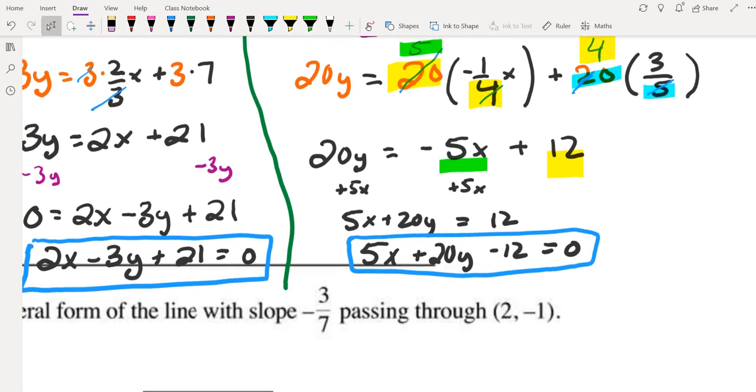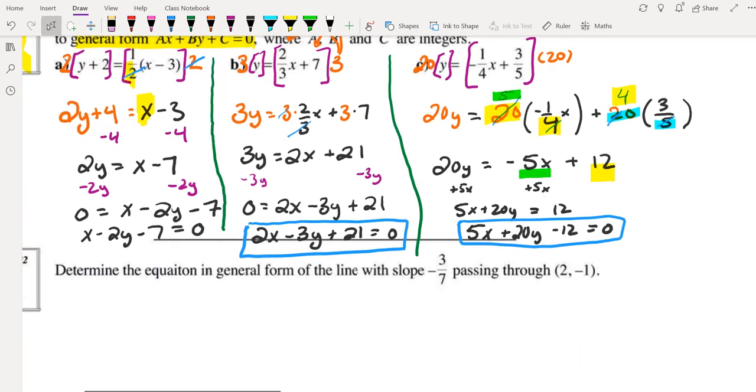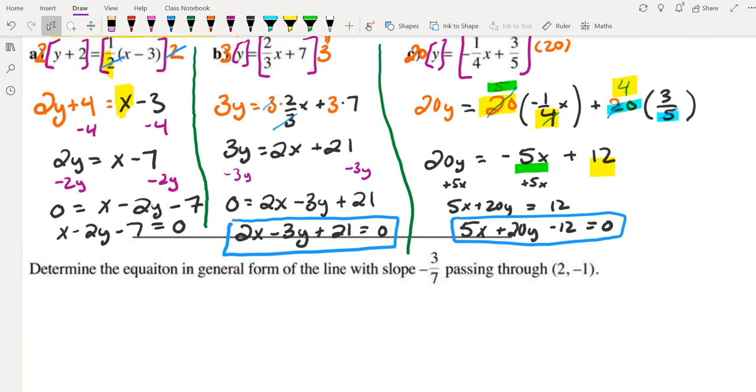In the next question, we're asked to come up with the equation of a line in general form. That line has the characteristics of having a slope of negative 3 over 7 and going through the point (2, negative 1). Okay, so we learned about two methods of coming up with the equation of a line. One is the slope-intercept form, and the other one is the slope-point form. Here we're given a slope and we're given a point, not the intercept.